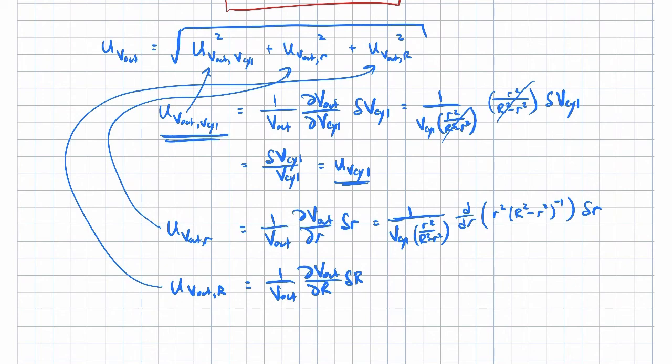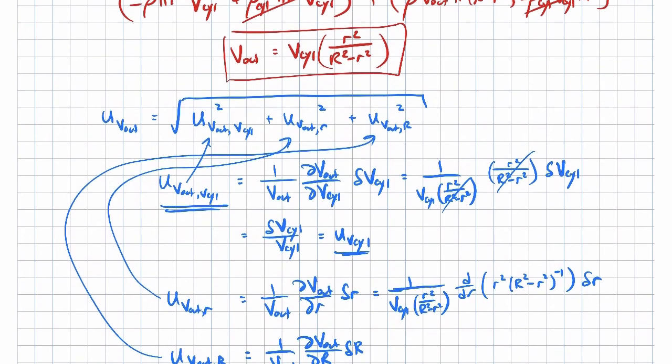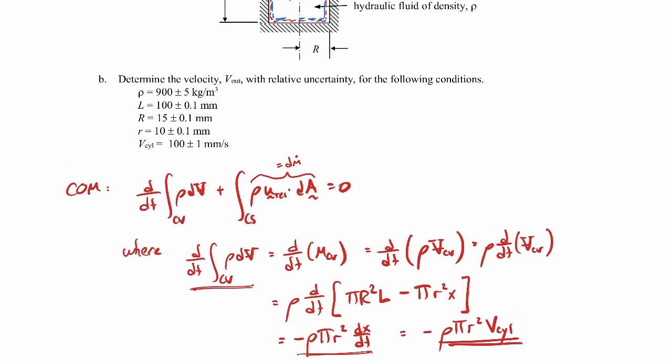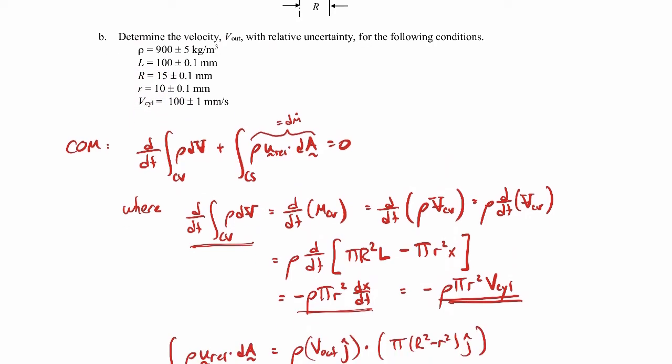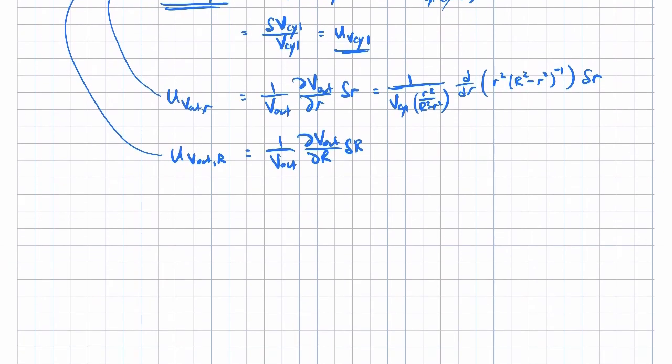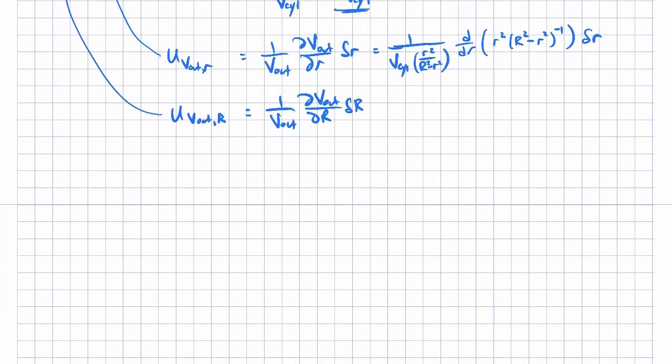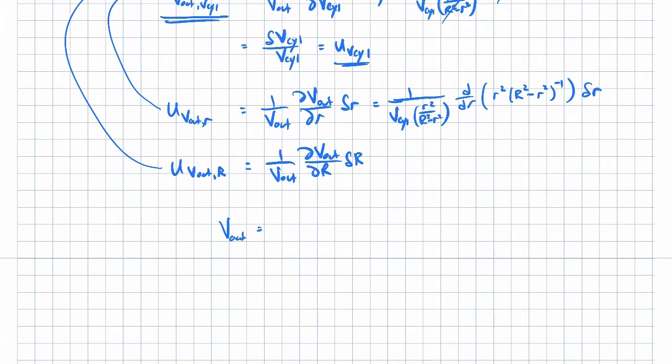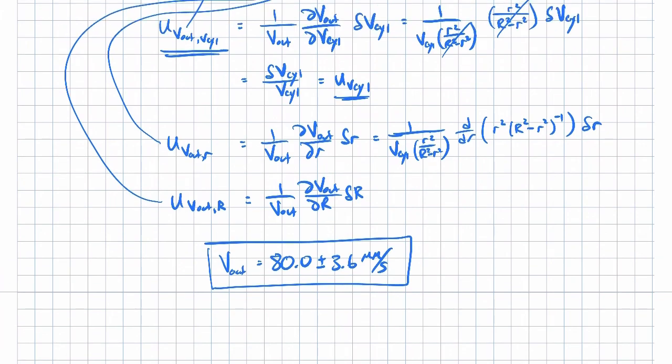And we can then evaluate what the relative uncertainty in V out is. If you work through all those quantities and plug in the actual values that were given, if you go back up to the problem statement, you'll see we're given big R, little r, and V cylinder. So if you plug in all those values and work out the relative uncertainties, I'll just give you the final result. You'll get that V out comes out to be 80 plus or minus 3.6 millimeters per second. So that's the measurement uncertainty part of the problem.